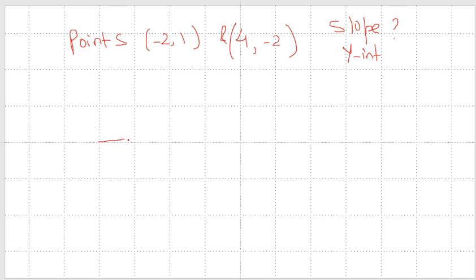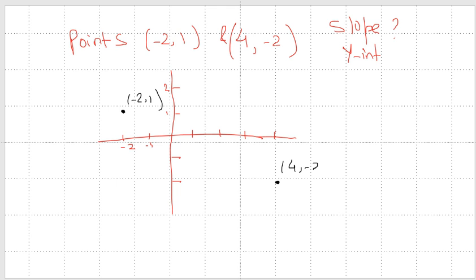So first thing we can do is that we can draw this. Let's say this is 1, 2, 3, 4, and -1, -2. And this is -2, -1, 1, 2. Okay? Now let's draw the first point. First point is (-2, 1), which is over here. What is the second point? It is (4, -2), which is here. So this point is (-2, 1) and this point is (4, -2), correct?